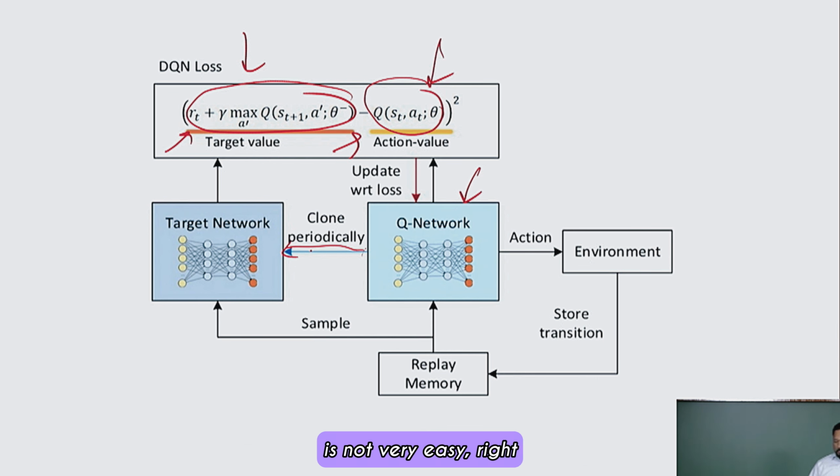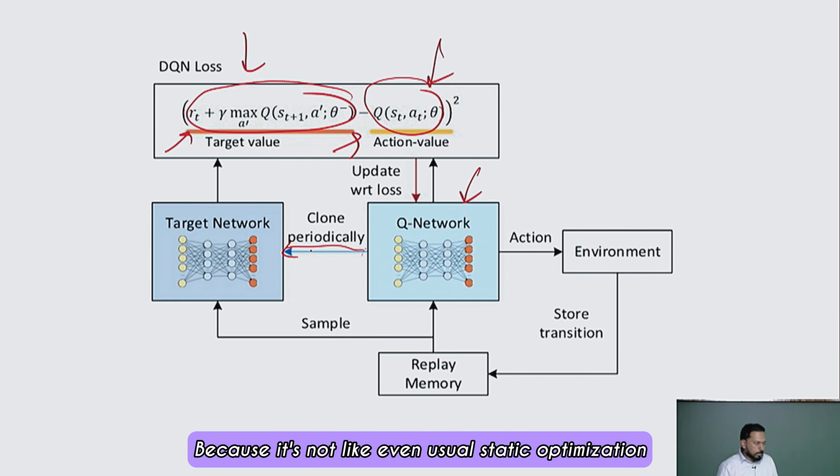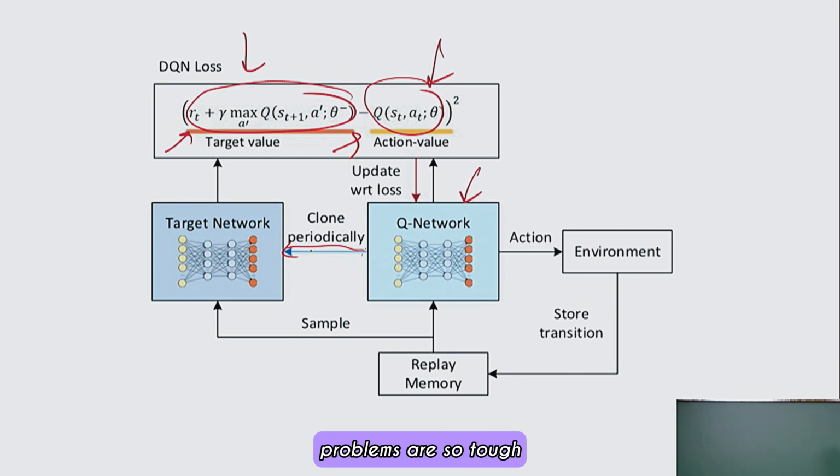From a convergence point of view, that is the reason why the proof is not very easy, right? Even usual static optimization problems are so tough. Here you have neural networks involved, and the target itself is moving, so that makes it very challenging. But nevertheless, it works in practice.